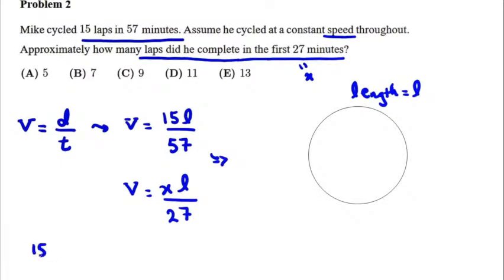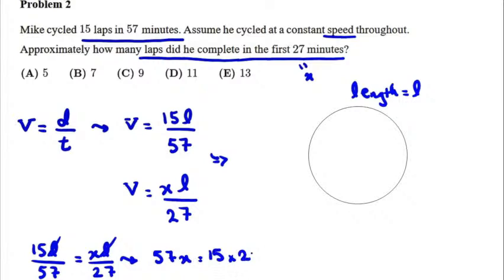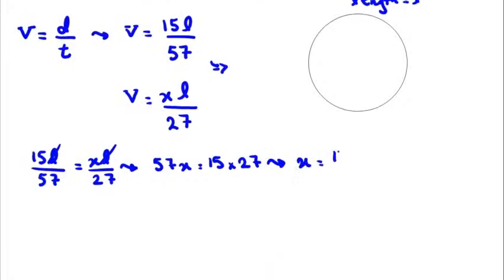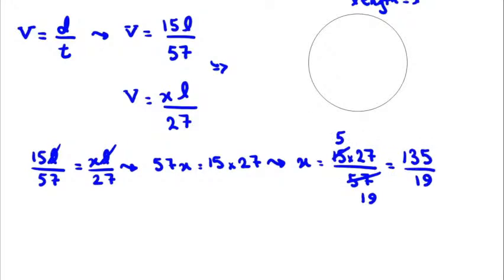So we conclude 15L over 57 equals XL over 27. Now, we divide both sides by L. If we cross multiply, 57X equals 15 times 27. And X equals 15 times 27 over 57. If you want to simplify, 57 is a multiple of 3, 15 is also a multiple of 3. It will be 19, it will be 5. And if you multiply, it will be 135 over 19.